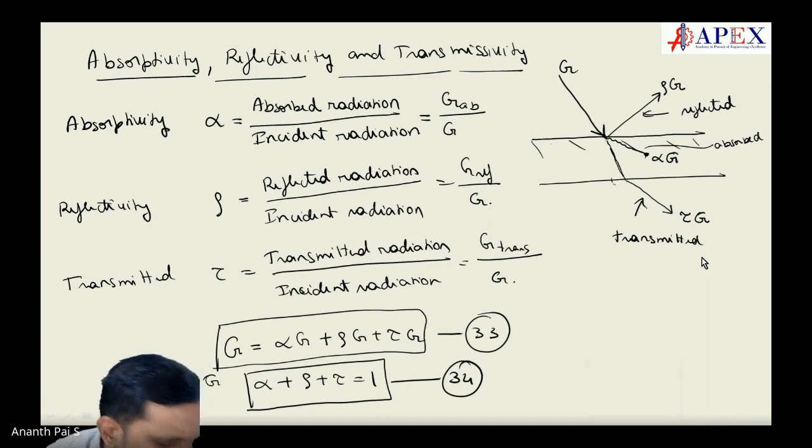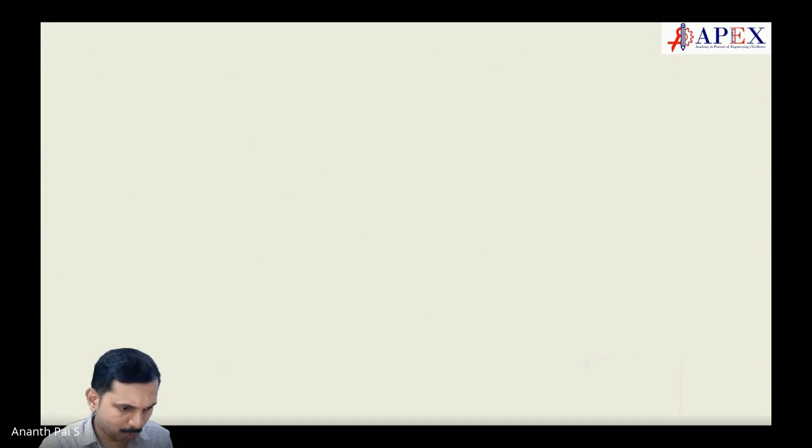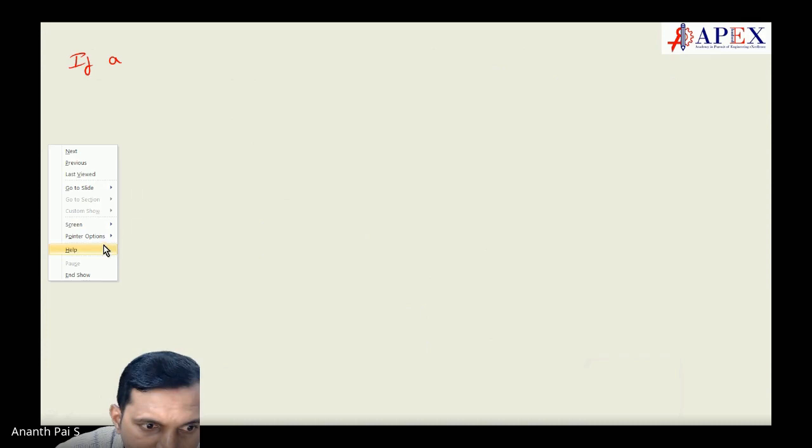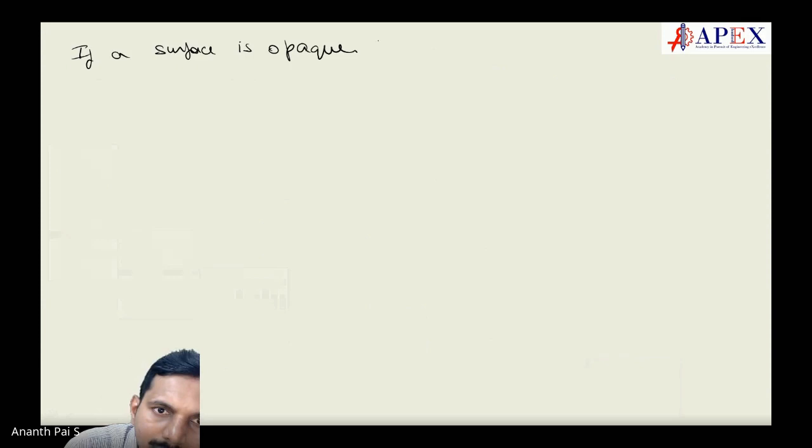In the sense, if a surface is opaque, I'll change the color to black. If a surface is opaque, I hope my voice is clear, students. Opaque, then transmissivity is equal to zero, right? Transmissivity is zero, then alpha plus rho is equal to 1. Opaque means transmissivity is 0.